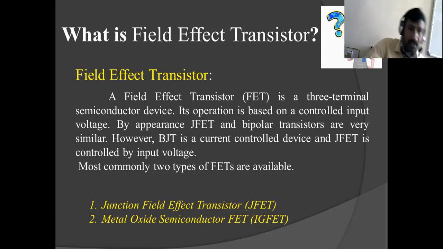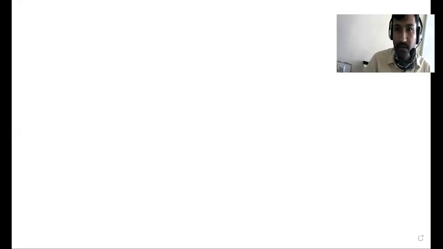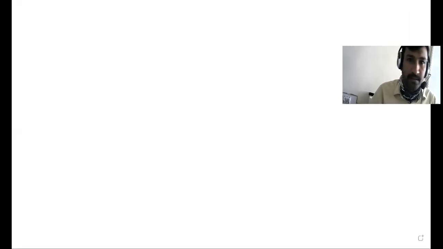This is the introductory part. Now we see what is meant by FET, its working and its construction, how it works. Let me share the white screen. Is my screen visible to all? Yes, sir. Whiteboard.